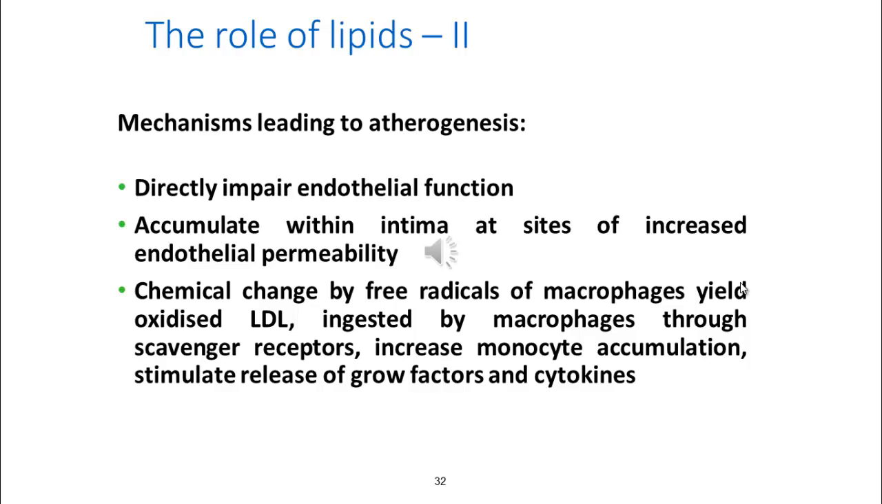The lipids are going to directly impair the endothelial function, and once the endothelial function is impaired, they are going to accumulate at the site of the injury by the introduction of increased endothelial permeability. These lipids are going to be oxidized by the macrophages, and these oxidized lipids are going to stimulate the production of growth factors and cytokines.